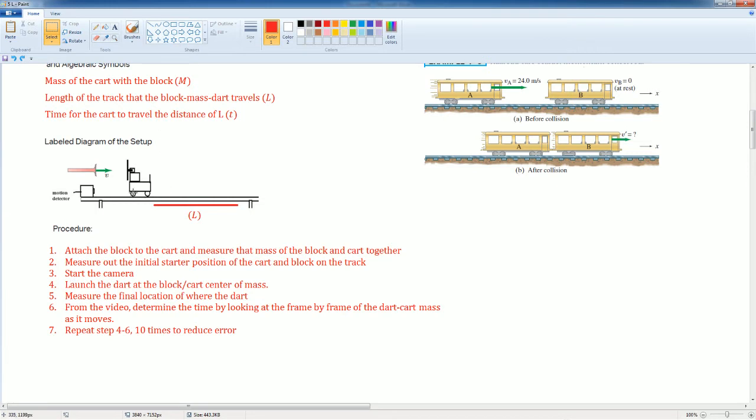You're going to then measure the movement of the cart, dart, and block all together. So it should look something like this. So here, transparent. So it's going to hit this. Once it hits this, okay, this is probably going to be its initial. This is going to be its initial V.